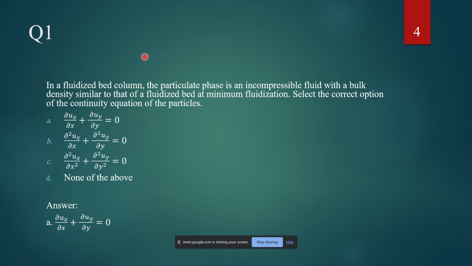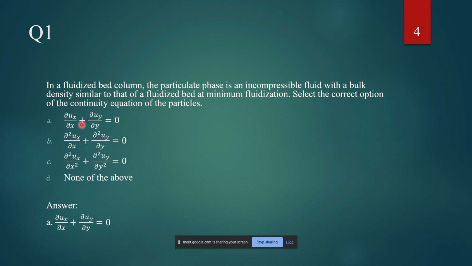So this is an assumption from the Davidson model 1961, wherein the particulate phase is assumed as an incompressible fluid with a bulk density similar to that of a fluidized bed at minimum fluidization condition. So if that assumption is made, the continuity equation is given as this, and together with the further assumptions, the model equation is framed.